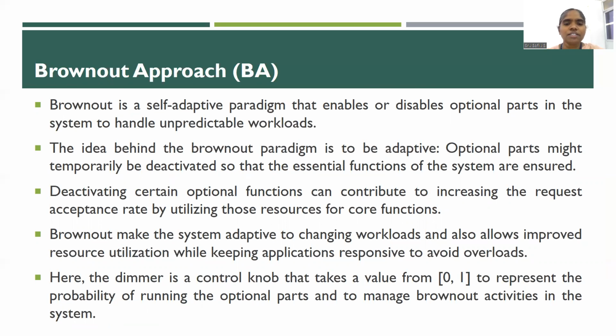Okay, deactivating certain optional functions can contribute to an increase in request acceptance from the customers. So brownout makes the system very adaptive to the changing workloads. So there will be a dimmer. In that, there is a control knob. What it does is it takes a value from 0 to 1 to represent the probability of running the optional parts and to manage brownout activities in the system.